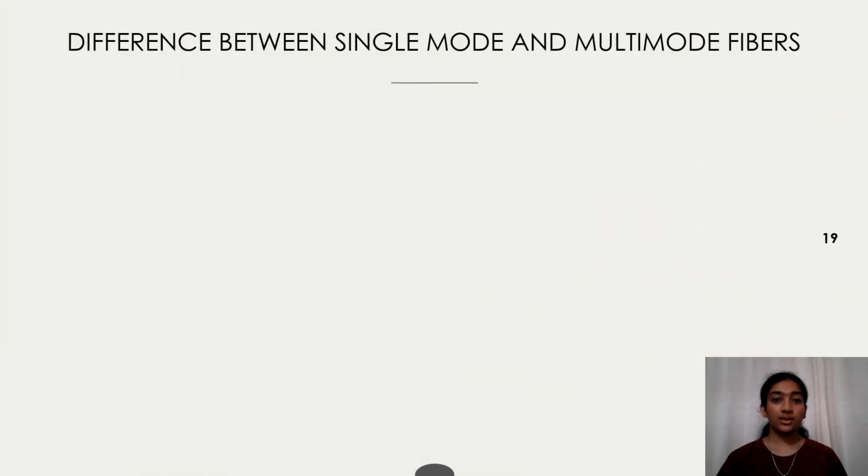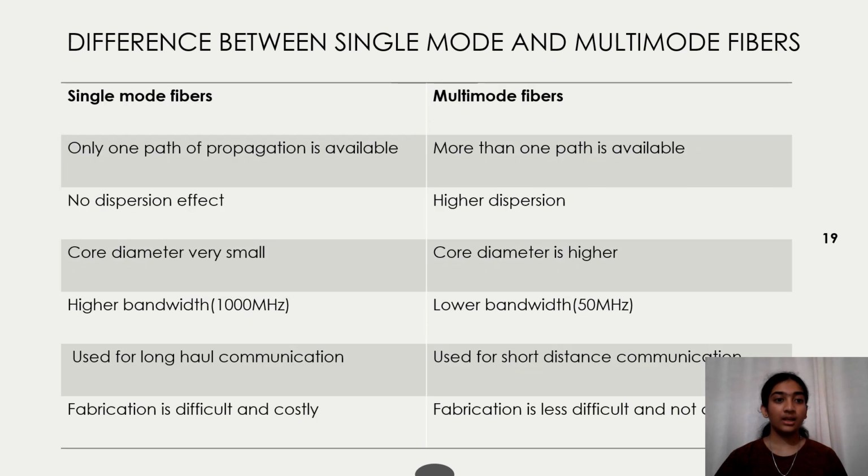So the difference between single mode and multimode fibers. In single mode fibers, there is only one path of propagation. In multimode fibers, more than one path is available. Here, there is no dispersion effect; there, higher dispersion. Here, the core diameter is very small; there, the core diameter is higher.